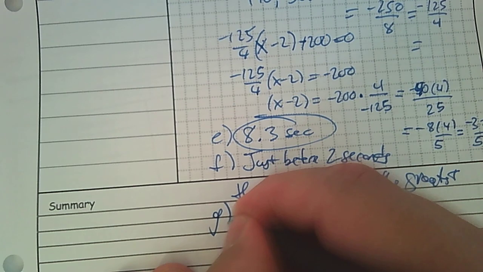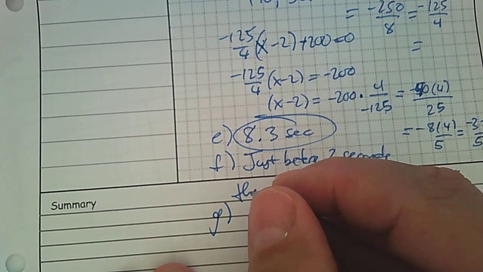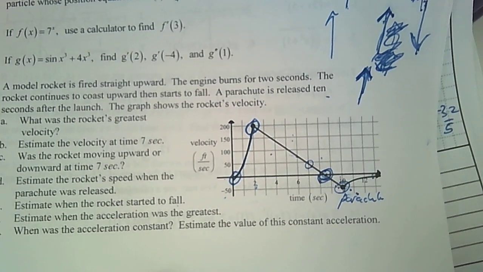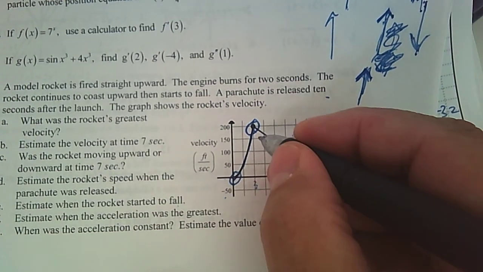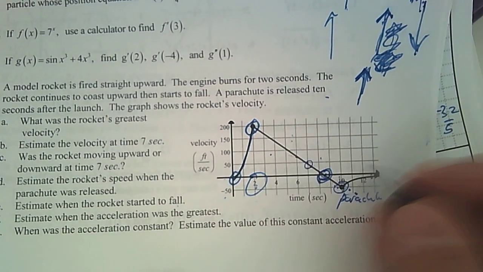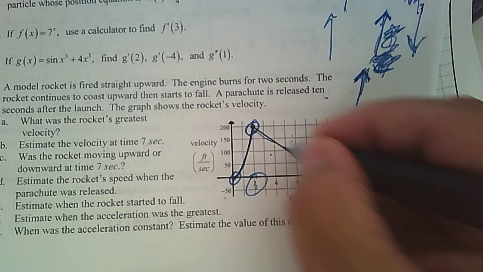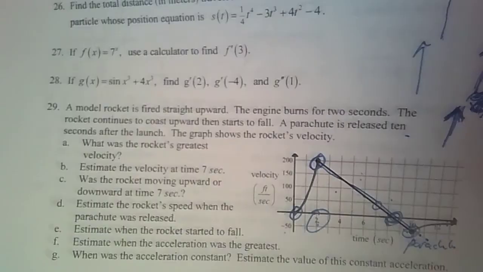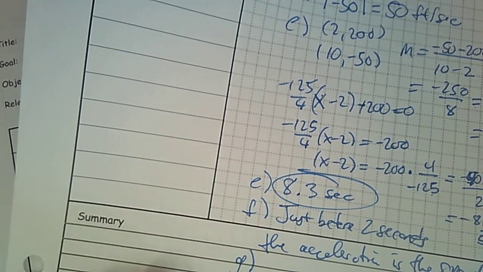Last question. G. When was the acceleration constant? This one's an easy one. So, when did the slope stay the same? So the acceleration was constant from 2 all the way to 10. That line is a constant slope. That means the slope stayed the same between 2 and 10. That is the acceleration.